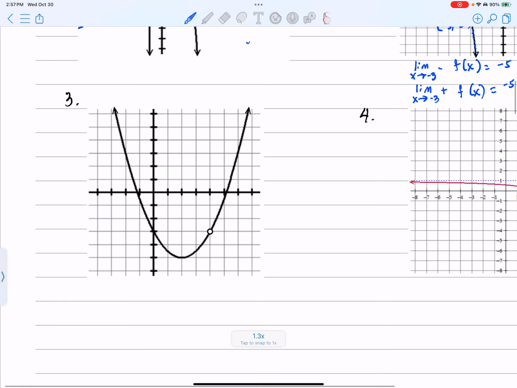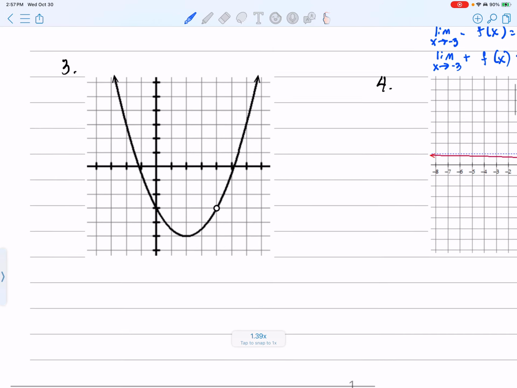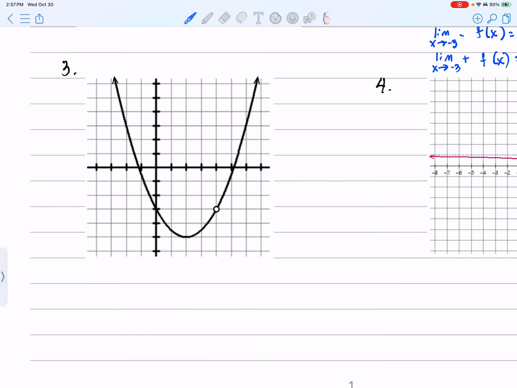As we move on, you are getting used to writing down the limit notation. So I'm going to write down as x approaches. Where is the location of the hole in x? 1, 2, 3, 4, positive. Okay, from the right, what's the function?